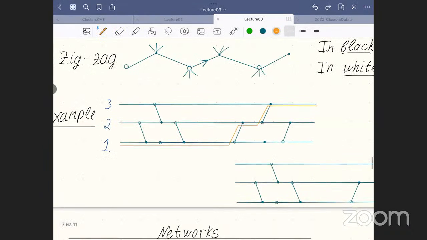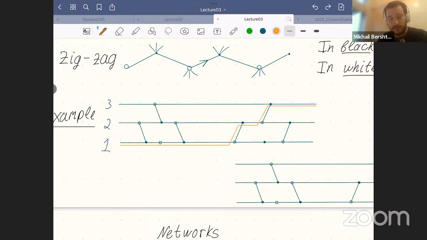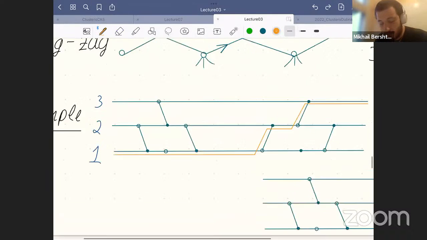Can I ask? We can have only vertices of valency 3 or 2, right? Yes, in the networks which we study, we only have such valencies.